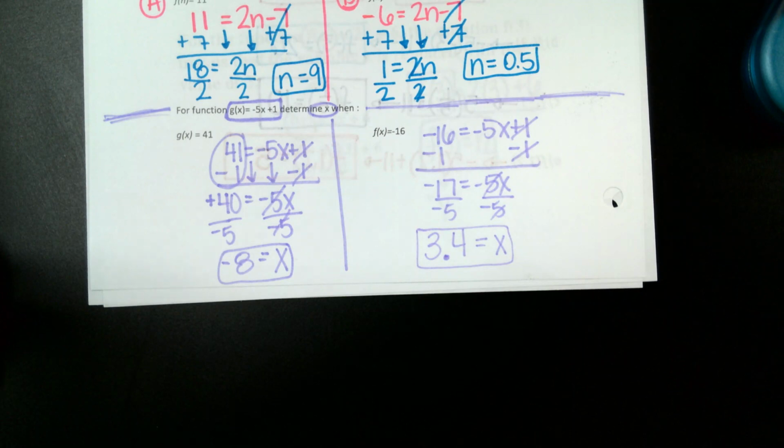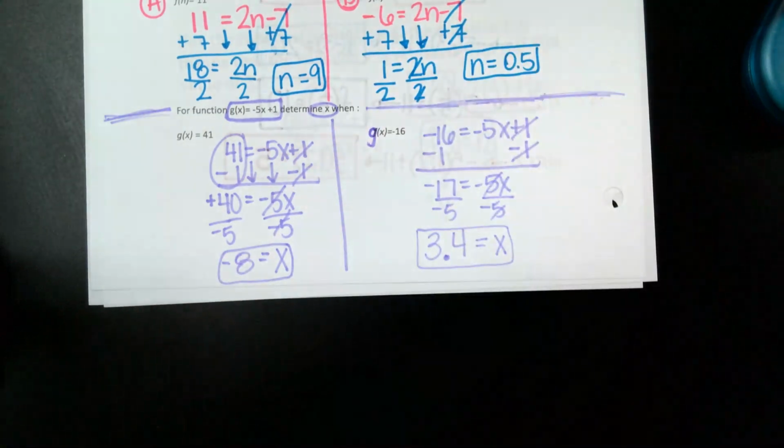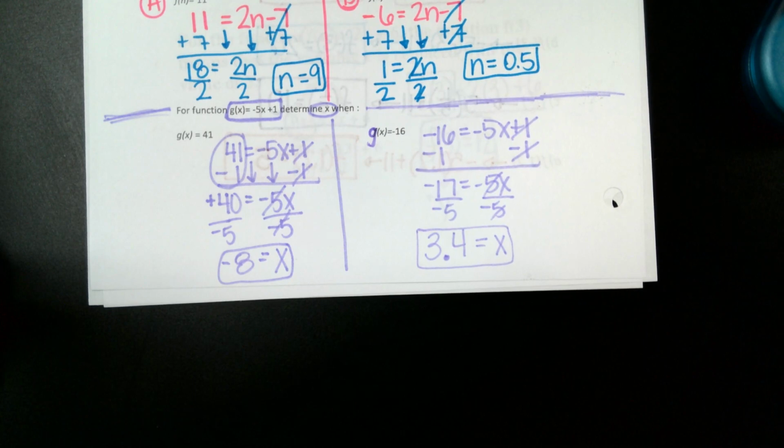Oh, that's supposed to be a G. Good catch. I didn't see that either. This one right here, you guys, I know that says an F, but they're wanting you to use the same function, so that really should say G of X, not F of X. That was a typo. So you can just change it.